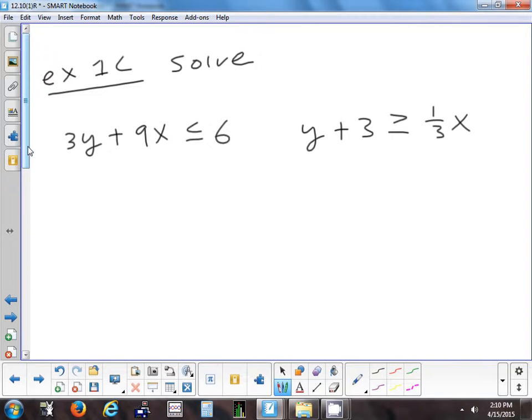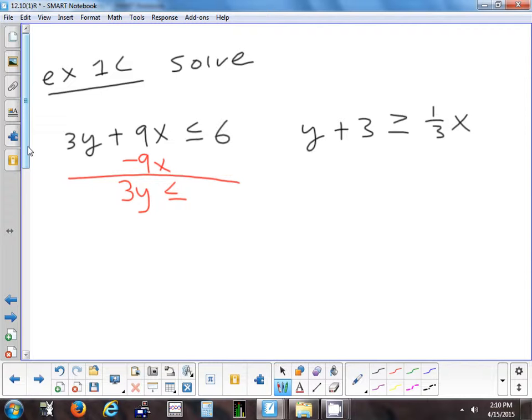Benjamin, what do I got to do first in this one? Use a different color. Okay, so what's the first step? Eli told me before you're gonna subtract. But subtract what? Subtract 3y? No, 9x. Subtract the 9x, right? I'm gonna bring everything else down. I'm gonna bring my 3y down. I'm gonna bring down my inequality sign.